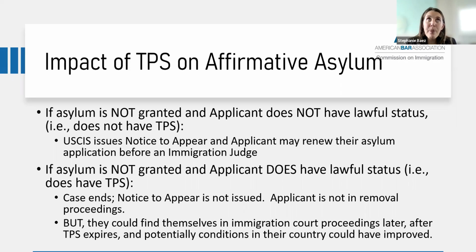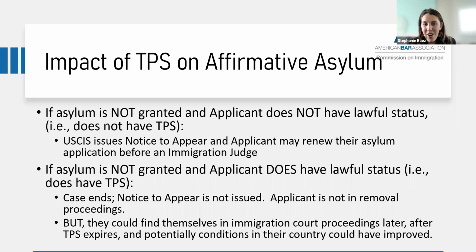The potential problem there is that the status that they have is temporary through TPS. So later down the road, if TPS expires, if it's not renewed, then they could find themselves in immigration court proceedings later after that TPS has expired, and there's a possibility that conditions in their country could have improved at that point. So that's kind of the overview of what would happen if you're seeking affirmative asylum.